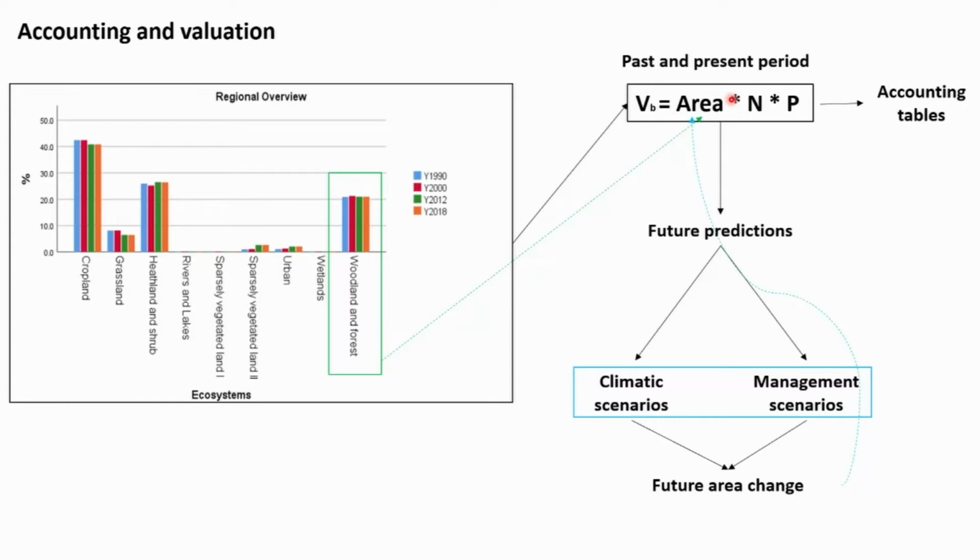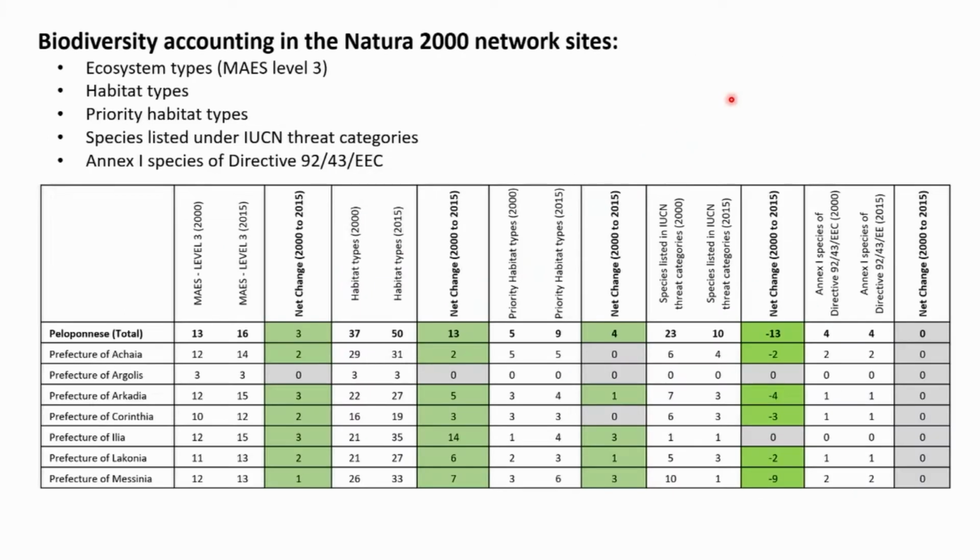So we did also this accounting and valuation for these different years, and of course we have calculated also the biodiversity values in the different years based on the extent of the different ecosystems. Then we did the same for the Natura 2000 network sites. This is what we called before the Natura 2000 accounting in a way.